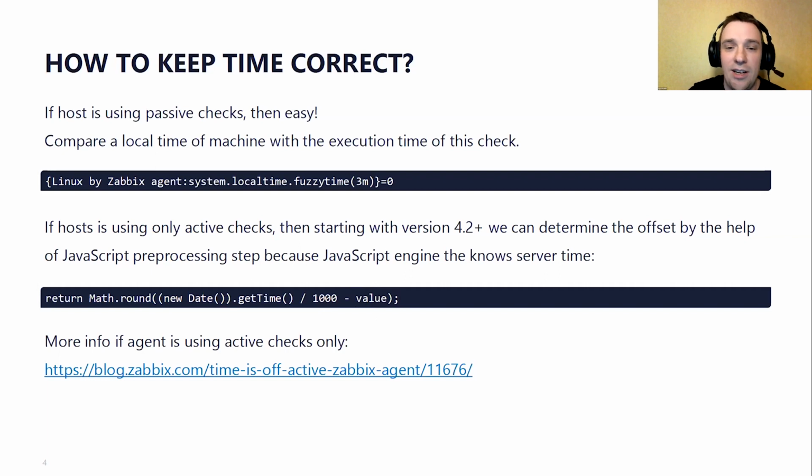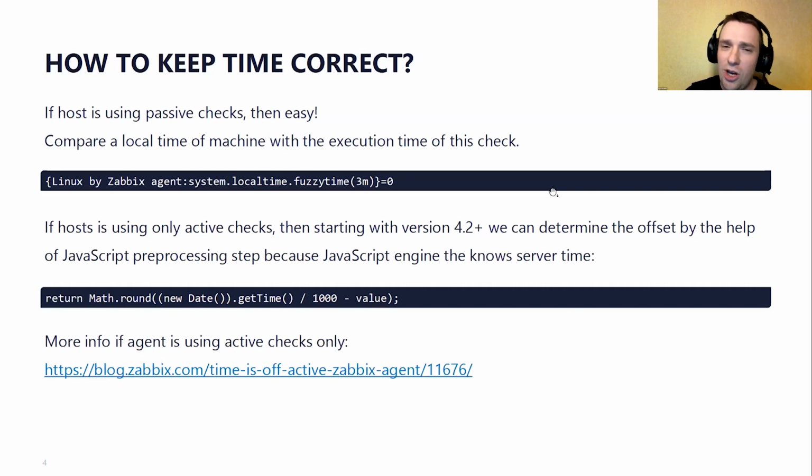And if it is bigger than 100, it's 100 seconds, it's more than 1 minute. You can link a trigger on this, and it will determine when the agent time has gone away. So more about the solution is described in the blog post. You can check it out individually.